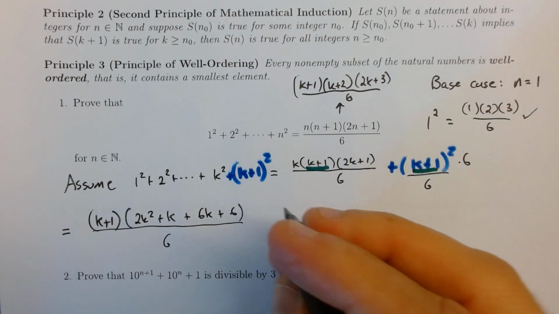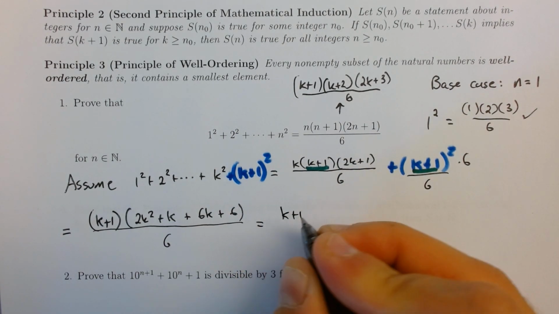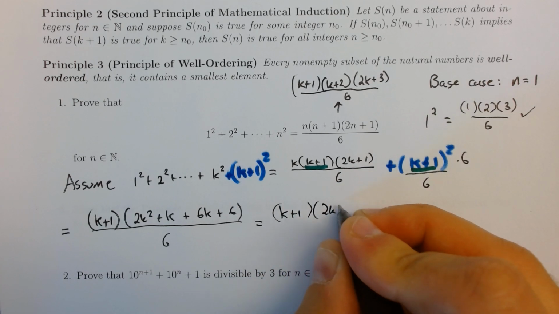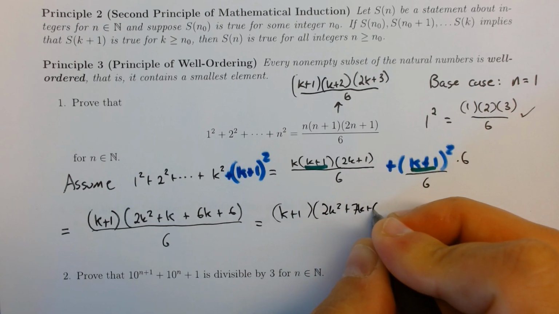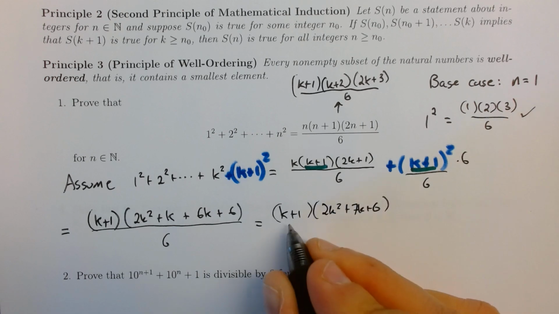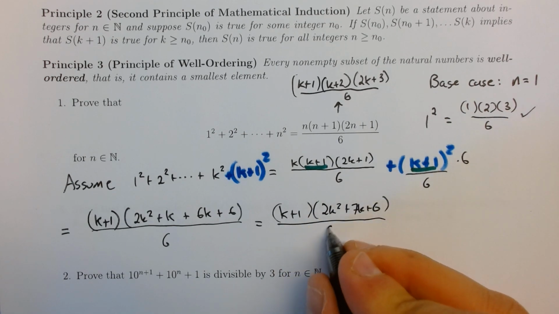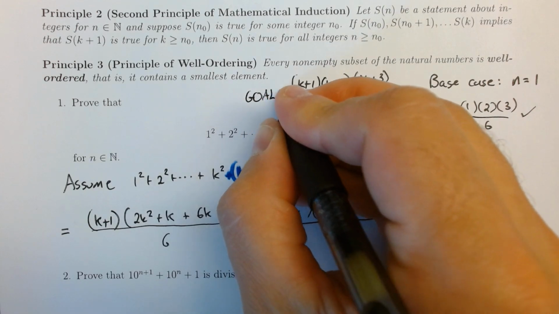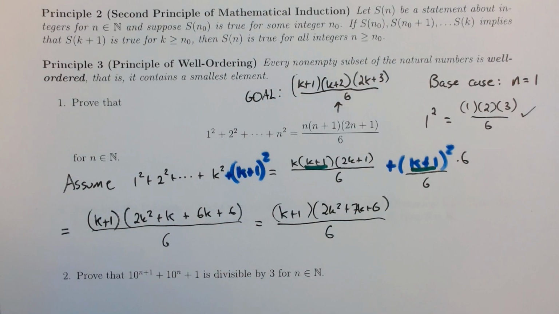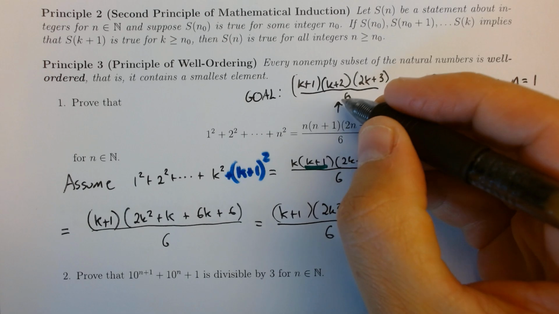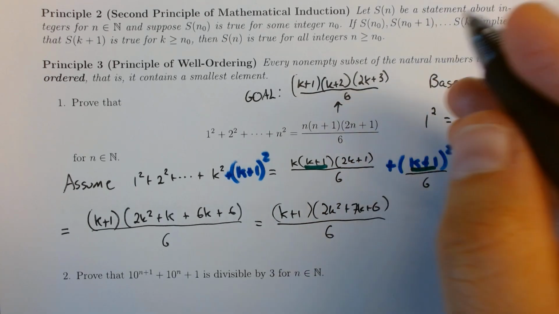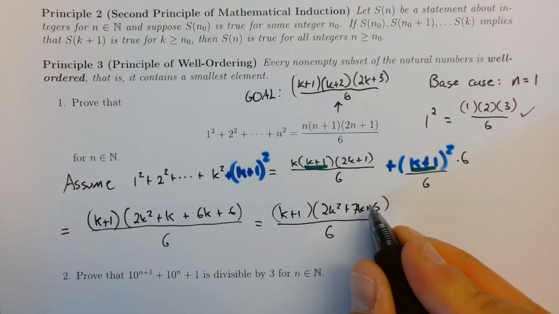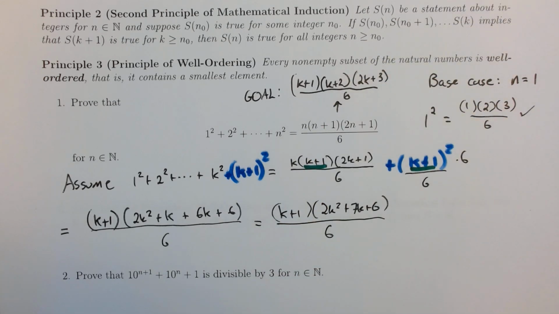So I'll finally put these two together as a 7k. So k plus 1, 2k squared plus 7k plus 6, all over 6. And again, I'll put this as our goal up here. This is what we're trying to eventually get to. You can see we're almost there. We have a k plus 1 there. The 6 on the bottom is already there. All we really need to show is that this factors into this.